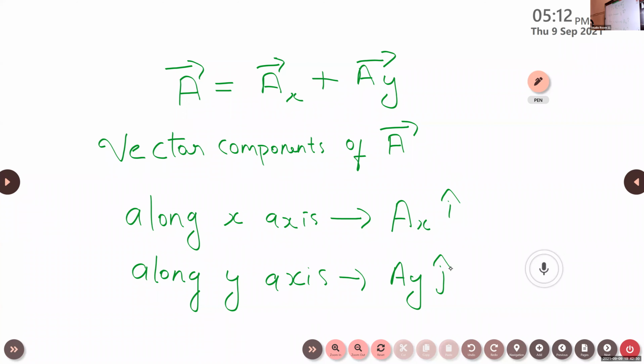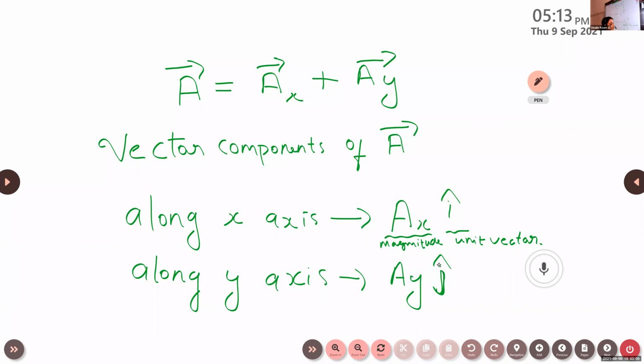Any vector quantity can be represented in terms of its magnitude and unit vector. This is the general equation, magnitude and unit vector. So the vector component of vector A along x-axis is given by AX into i cap. Similarly, the vector component of vector A along y-axis is given by AY j cap. These are the vector components of vector A.